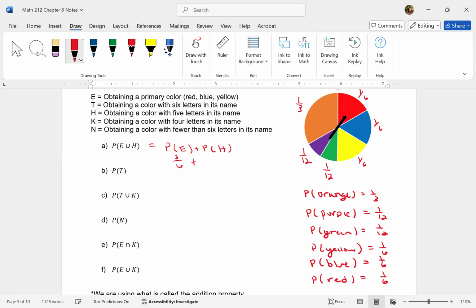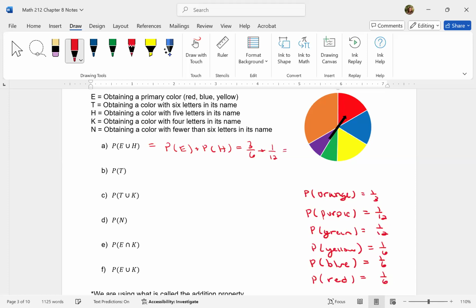And then the probability of H. I'm going to erase these as well, just for the sake of space on my page, because I have to write so much bigger than you probably have to. So 3/6. Colors that have 5 letters in their name. So it looks like purple and green qualify. Oh wait, no, I'm sorry. Purple does not qualify. Come on, Allison, count the letters, just green. So that would be 1/12.